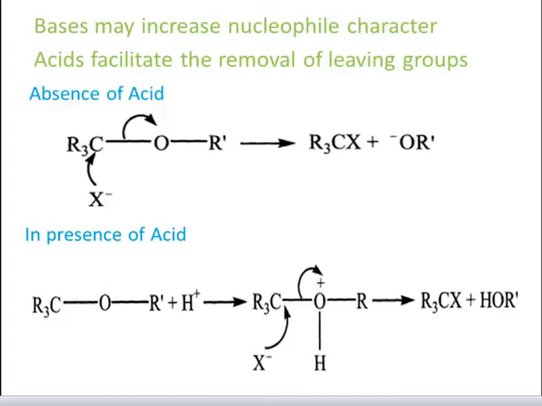Bases may also increase reaction rates by increasing the nucleophilic character of the attacking groups. Thus, hydroxide ions displace halide from alkyl halides more rapidly than do neutral water molecules. Similarly, acids facilitate the removal of leaving groups where these are strong bases. For example, in the following reaction, which would normally proceed extremely slowly, in the presence of acid, however, conditions are more favorable and the reaction will proceed rapidly.